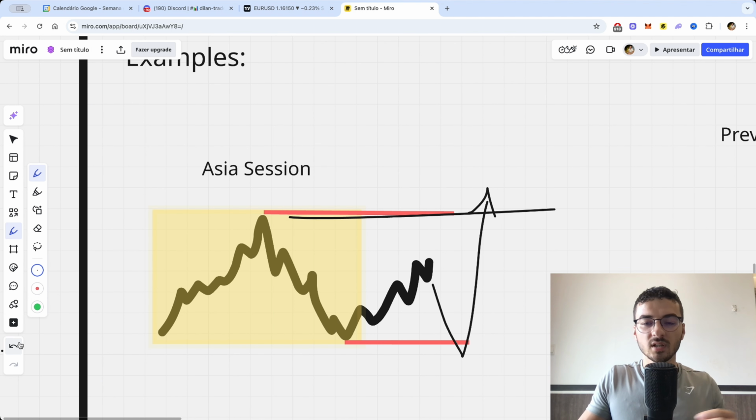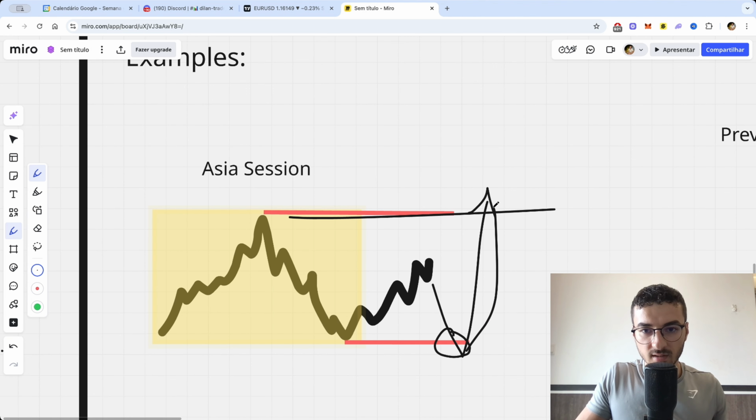Right? It's all about cause and effect. It delivers a cause to then deliver the effect. Most of the time you just gotta mark liquidity where you think the most amount of liquidity lies. And that's probably where the market will go to.